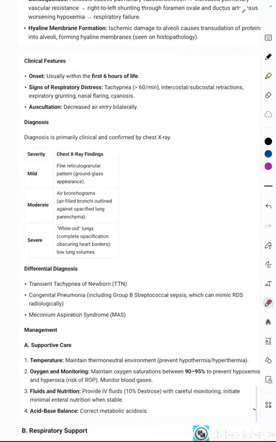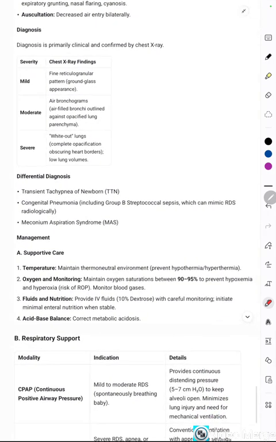Clinical features are generally found within 4-6 hours of life. The signs of respiratory distress are presented as tachypnea more than 60 per minute, intercostal or subcostal retractions, then alar retractions, grunting, nasal flaring. On auscultation, there is decreased air entry bilaterally. Initially, gasping for air is also seen. Then, on the basis of severity, there is mild, moderate, and severe.